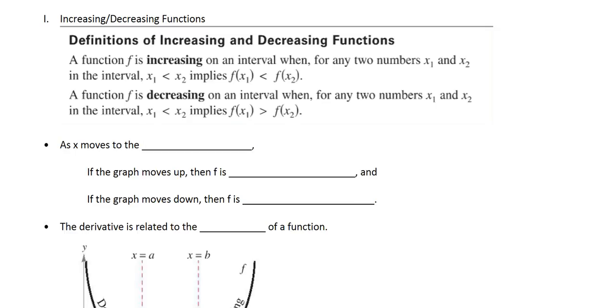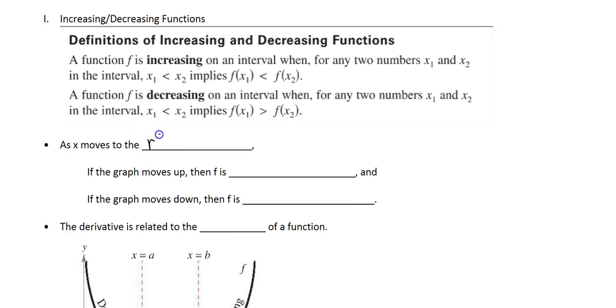mathematically. So a function f is increasing on an interval when for any two numbers x1 and x2 in the interval, if x1 is less than x2, then f of x1 is less than f of x2. So as x increases, y is also increasing. A function is decreasing on an interval when for any two numbers x1 and x2, if x1 is less than x2, this implies that f of x1 is greater than f of x2. So as x is increasing, y is decreasing.